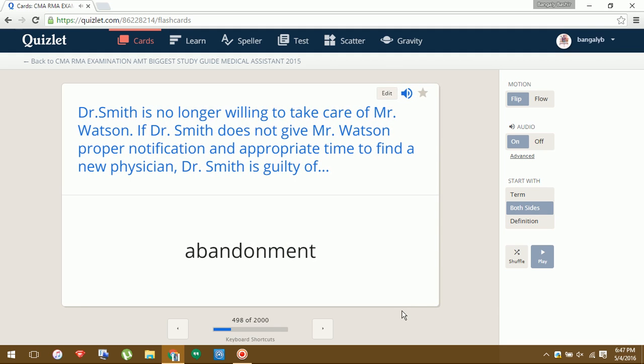A living will is an advance directive stating the patient's decisions for medical care before an incapacitating event. Dr. Smith is no longer willing to take care of Mr. Watson. If Dr. Smith does not give Mr. Watson proper notification and appropriate time to find a new physician, Dr. Smith is guilty of abandonment.